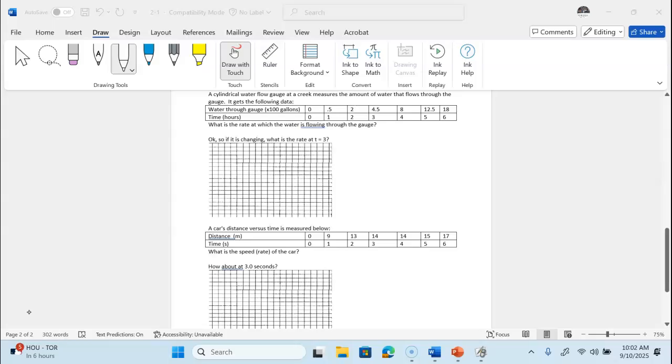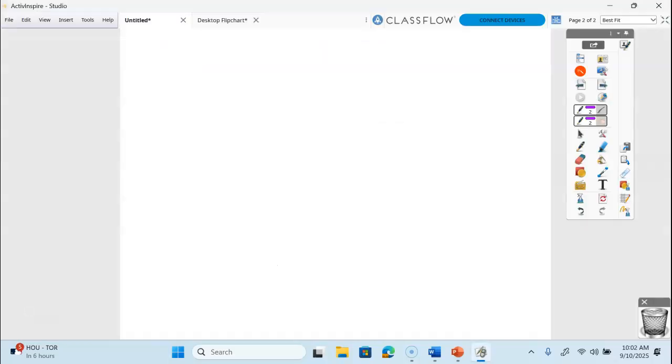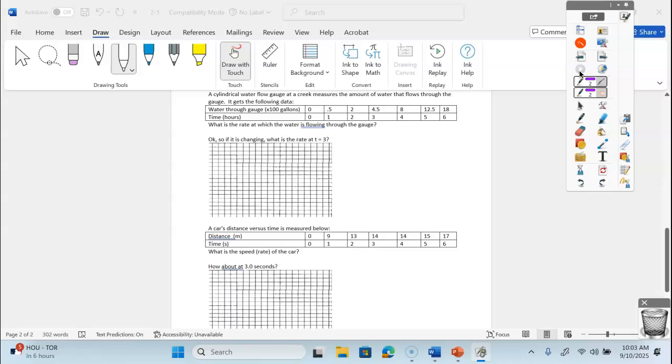All right, Mr. Morast, you've had long enough to stare at this problem. What's the answer for the car and the water? We're in the water, top one right here. It says water. Here's my information. I'll get my data set up. Boom. Here's my data set.